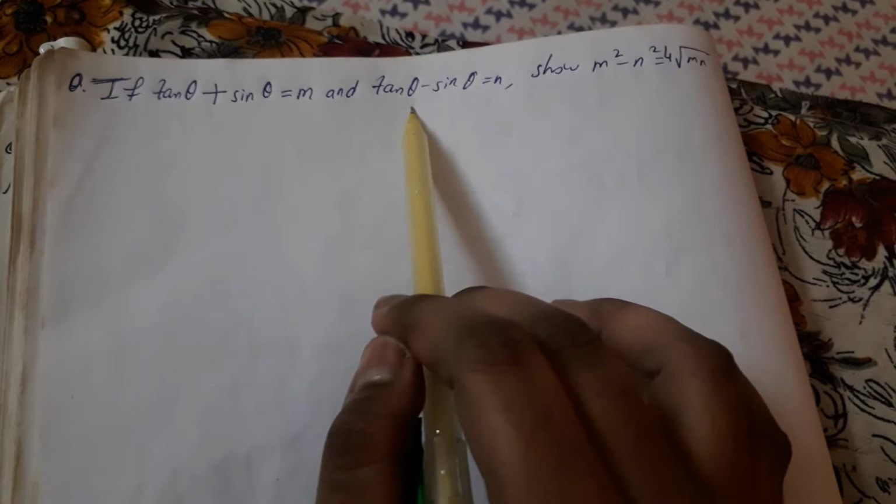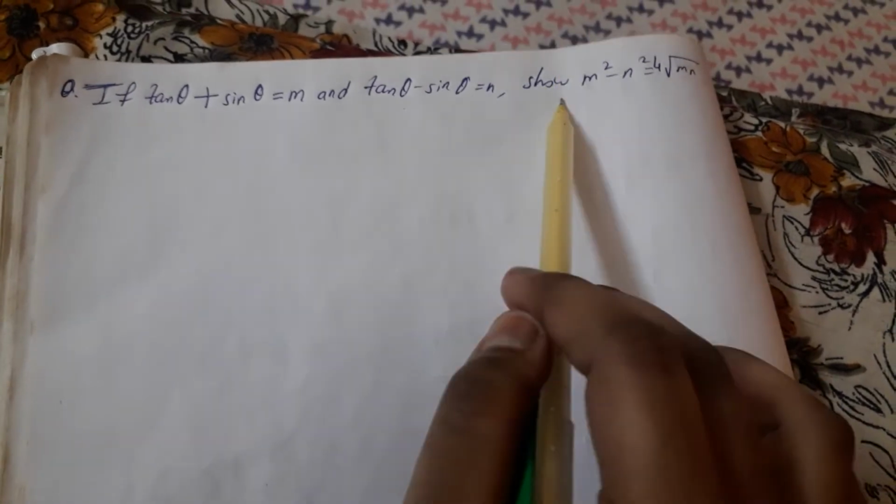Now see, the first question is given: if tan theta plus sin theta is equal to m and tan theta minus sin theta is equal to n, show m square minus n square equals 4 into root over of mn. Now see how to solve this.